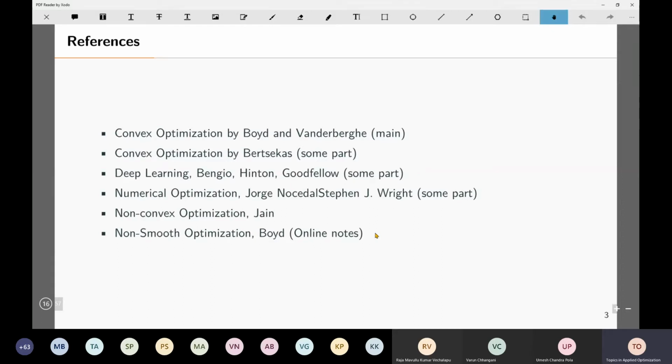The references: there could be quite a few references here. I'm not saying that only one book is there, but there is one main book that you can have, and this is a free, online book. The first reference, Convex Optimization by Boyd and Vandenberghe. This is the main textbook. You will see that roughly 50% of the material that I will cover can be found here. So this is the convex optimization part.